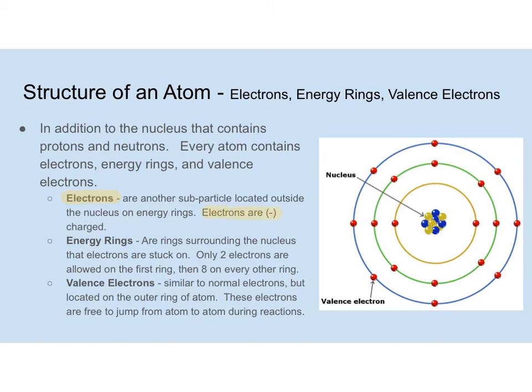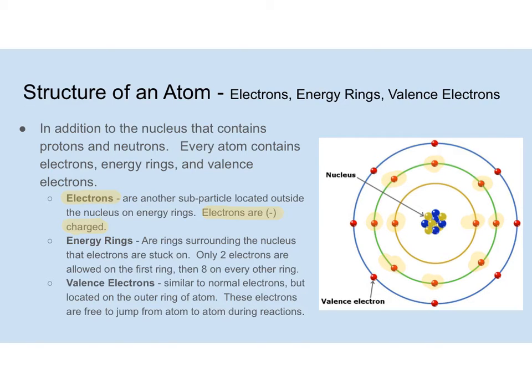Now electrons are negatively charged. Okay? So when I just say a general electron, these are the ones I'm talking about. So there's an electron, there's an electron. These are all electrons. Okay? Now, I'm not going to do the outer ring ones because those are called something special. They're called valence electrons. But just general electrons are the ones on the inner rings.